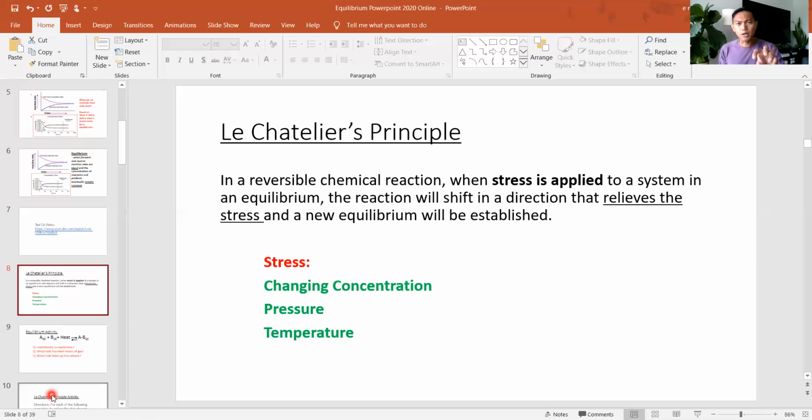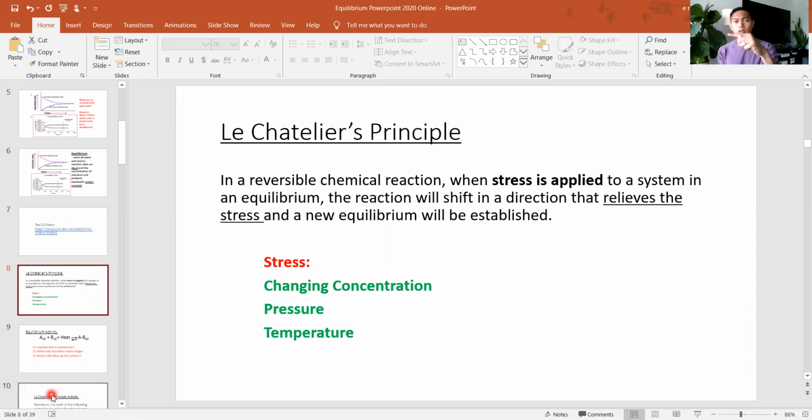So meaning if I add stress, it's no longer in equilibrium. But if I add stress to it, then the tendency of the reaction is that it wants to reestablish equilibrium. It wants to go back to that point where the rate is equal and the concentration is consistent. So to do that, the tendency is to react based on the stress that's applied and to reestablish equilibrium. Le Chatelier's principle is basically saying, which way will the reaction go so we can go back to equilibrium?